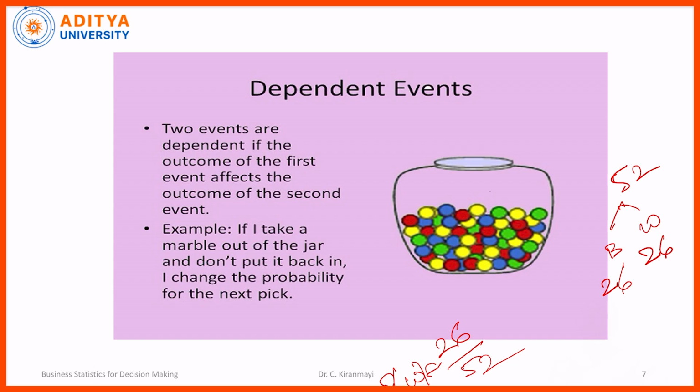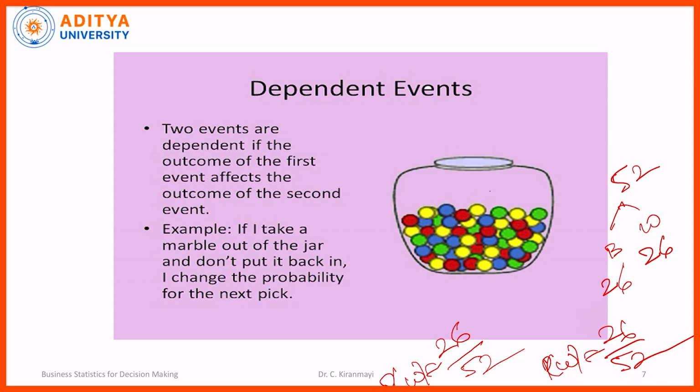Suppose I replace the card I first selected. If I replace this card in the pack of cards, again the probability of getting a white card will remain the same. Therefore, getting a white card in the first draw and getting a white card in the second draw are independent events, since I am replacing the card which I picked up in the first draw.